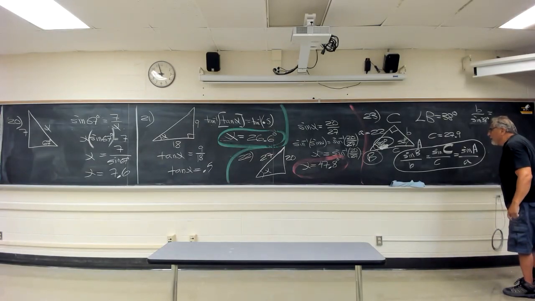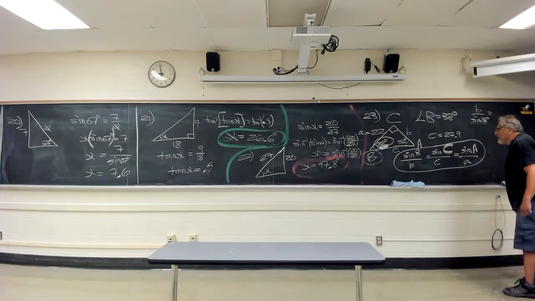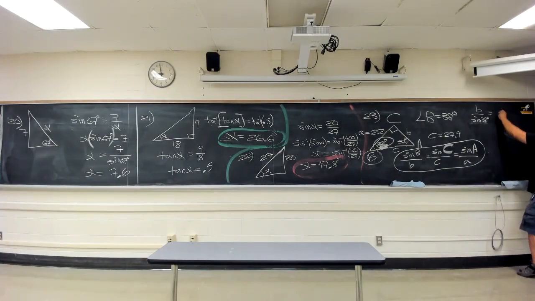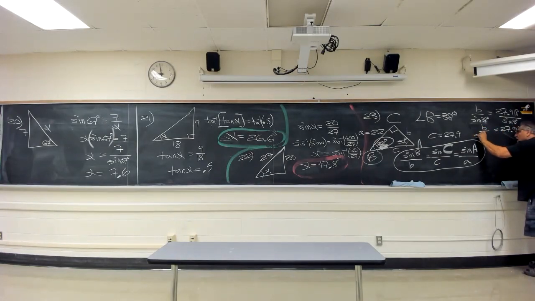And the other one, I just go with the C, I guess. C is 27.918 over the sine of 90 degrees. Sine of 90 degrees is 1. You got 27.918 right here. You got b over this, sine 38 degrees.